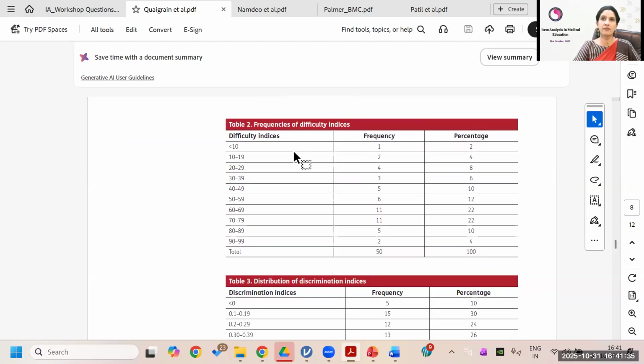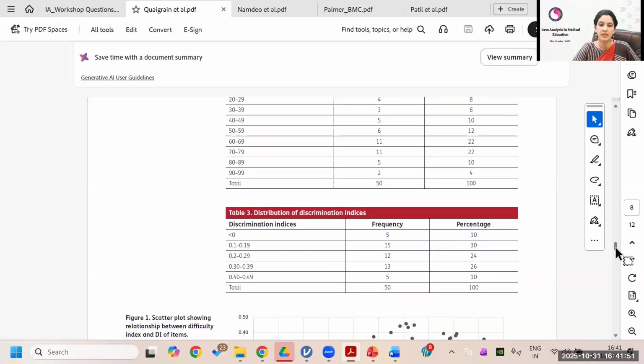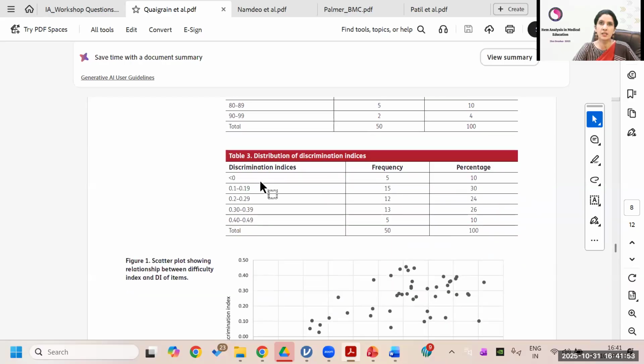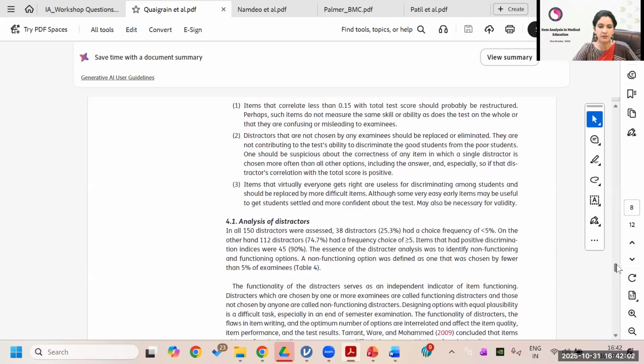For the difficulty index, they have classified the difficulty like this: less than 10, 10 to 19, 20 to 29. But in medical journals, you will see that most of us do it like less than 0.3, 0.3 to 0.7, and then more than 0.7. This is the distribution of discrimination index. Again, they have taken it like this, but you can use the cutoff which we have, because that's based on the upper-lower method, and that's the recommendation given by.